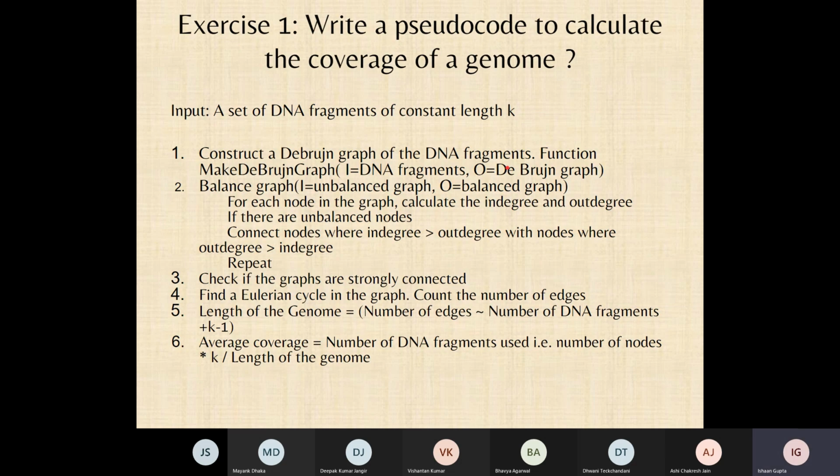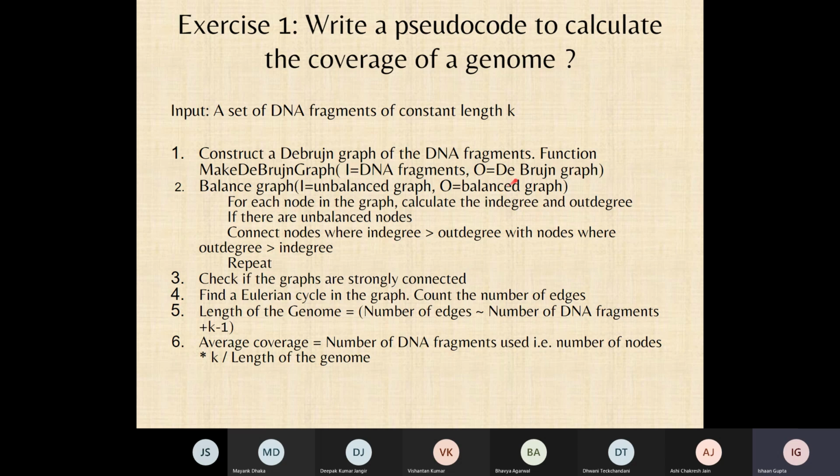Okay, so if you are supposed to write pseudocode to calculate the coverage of the genome, how would you go about it? The input here would be a set of DNA fragments with a constant length k, which are representing a genome. If you want to calculate the coverage of the genome, the first thing is that you have to construct the genome itself. You will do this by constructing a De Bruijn graph. So let's say you have this function called make De Bruijn graph. Input is DNA fragments, output is De Bruijn graph. Then you check whether this graph is balanced or not, whether it is Eulerian or not. So you check your input, whatever unbalanced graph.